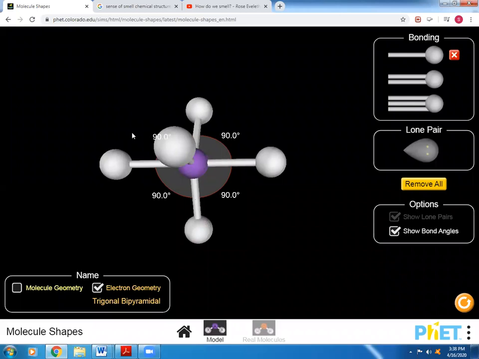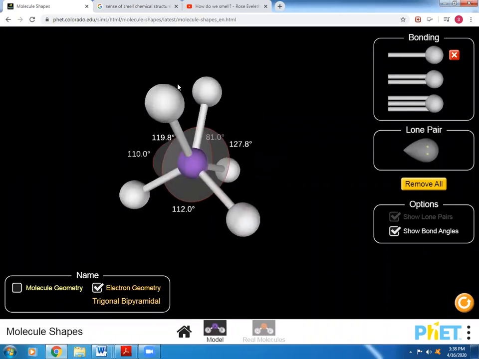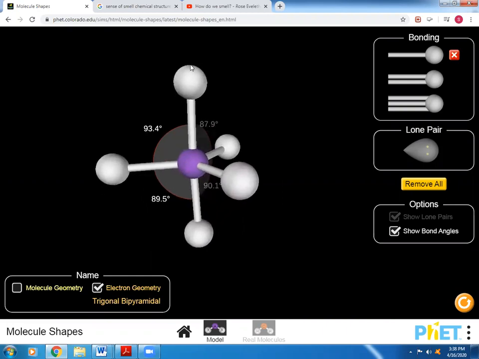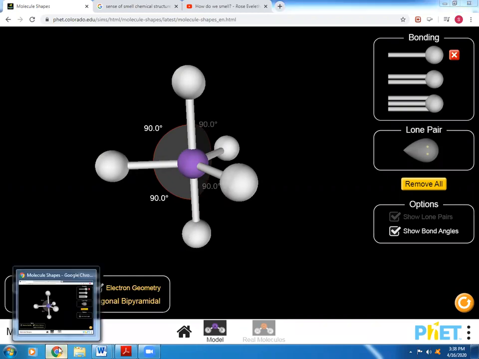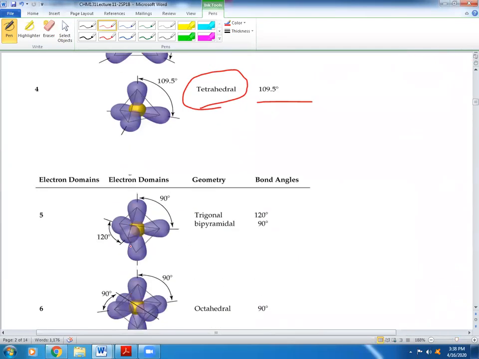What do we mean by the 2 pyramids? So let me show you. There we go. If you trace this, you have a pyramid on the top and you have a pyramid on the bottom. Maybe this picture is better. Here, you see the 2 pyramids. That's why it's called trigonal bipyramidal, 2 pyramids. And then the angles are 120 and 90.